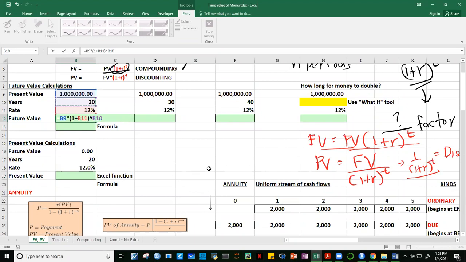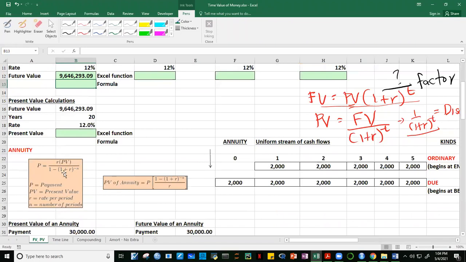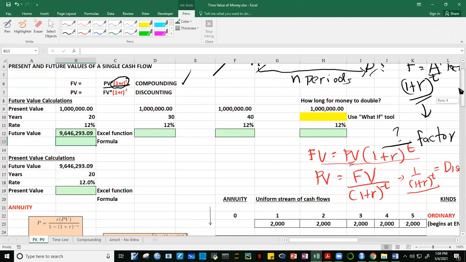Okay, so we're interested in knowing how much 1 million today will be in 20 years if we put it in an investment that earns 12% per annum. The answer is 9,646,293. Okay, so very easy, guys. However, we're not going to use these formulas because when you come to the other computations, like how about the annuity? It's really quite difficult to perform this. So why will we use that when we can use the functions of Excel?